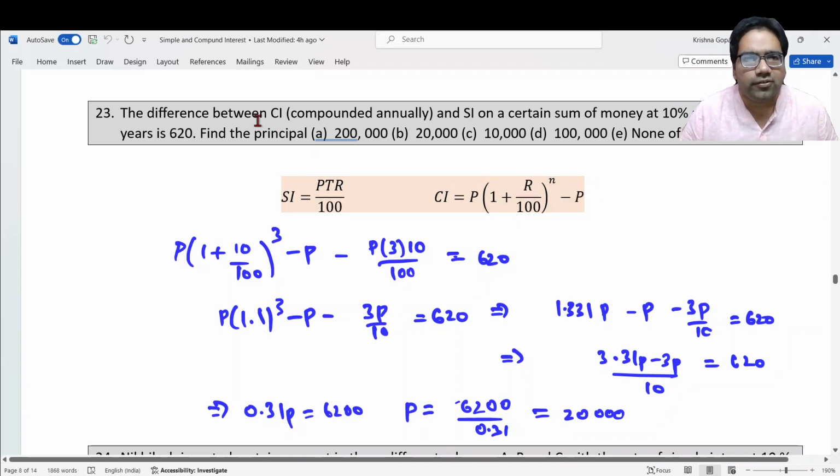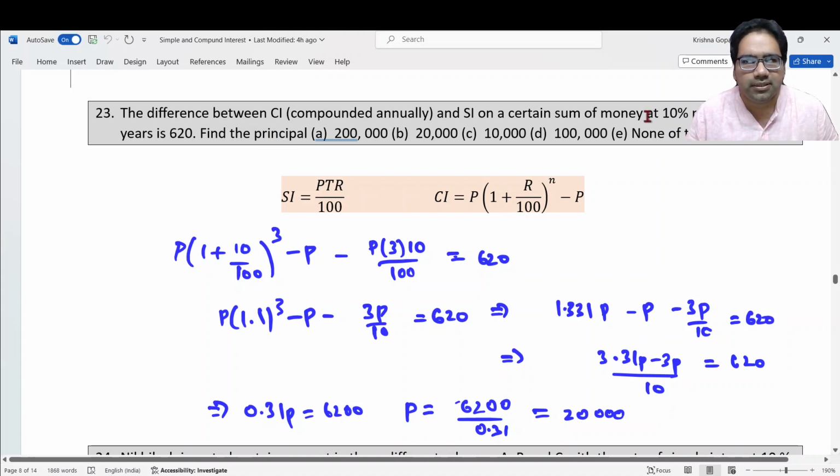Right. The difference between compound interest, compounded annually, and simple interest on a certain sum of money at 10% per annum for 3 years is 620. This is also an easy problem. The difference is given between compound interest and simple interest. What is compound interest? P into (1 plus R by 100) whole power n, minus P. Here, we are not given P. We have to calculate P.